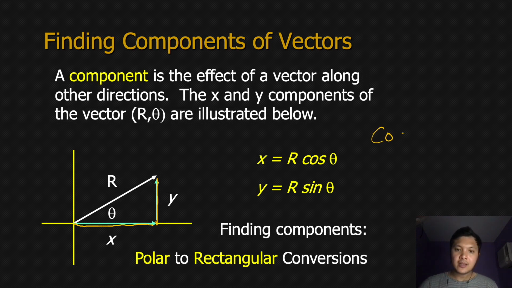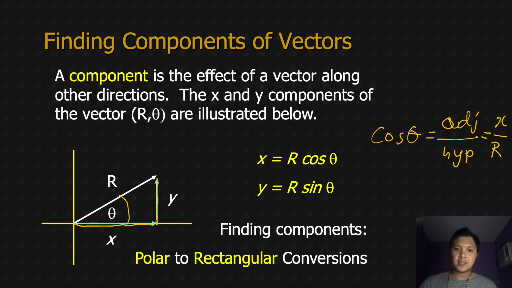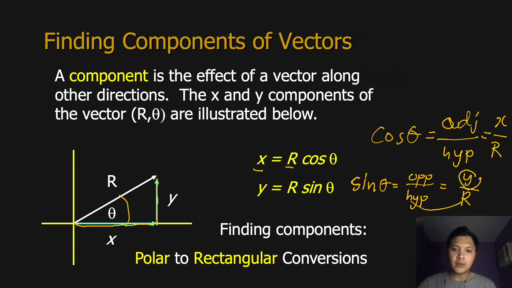This is because cosine theta is adjacent over hypotenuse. The adjacent side of this theta is x, and this is r. So if you want to isolate x here, you have to multiply by r, therefore x is equal to r cosine theta. And at the same time, sine theta is equal to opposite over hypotenuse, where the opposite side is y, while the hypotenuse is r. If you want to isolate y here, you have to multiply r with sine theta. That's why y is equal to r sine theta.